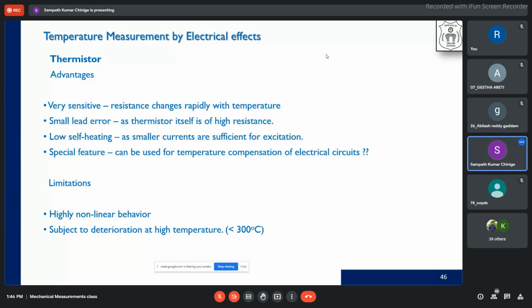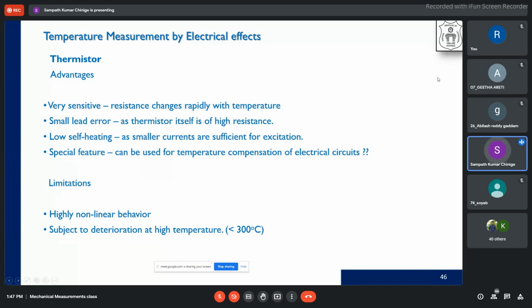The other very important feature of these thermistors is that they can be used for temperature compensation in electrical circuits. Suppose you want to find out the temperature effect of the ambient air. If we don't want that ambient temperature affecting the measurement, then we use compensation methods, and thermistors are devices which we generally use for temperature compensation in electrical circuits.